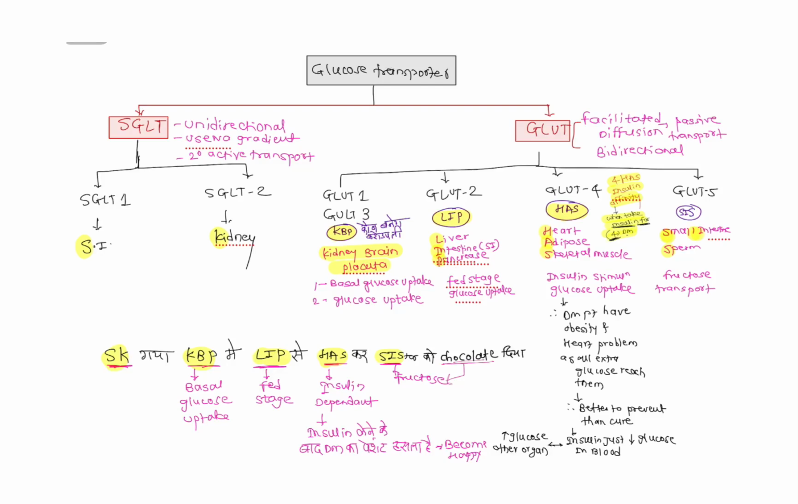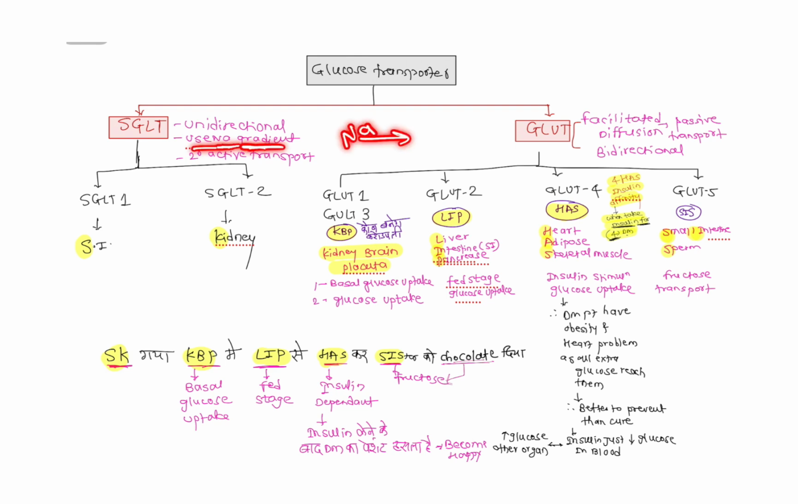Hello everyone, today we are going to learn about the glucose transporter. There are two kinds of glucose transporters: SGLT, the sodium glucose transporter, and GLUT. The main difference between SGLT and GLUT is that SGLT is unidirectional, meaning it passes glucose in only one direction. It uses sodium as a gradient.